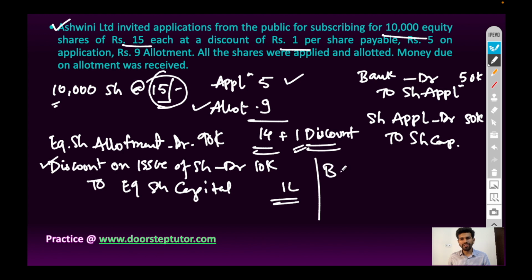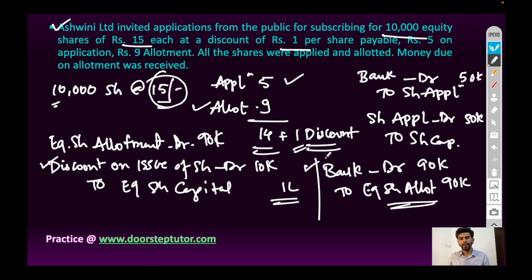And on receipt of allotment money, bank account debit to equity share allotment account. Amount will be 90,000. Bank account will be debited with balance money after providing discount, that is 90,000. Equity share allotment account debited with 90,000 and it will be credited with 90,000. So debit and credit will get cancelled. So temporary account will be closed.